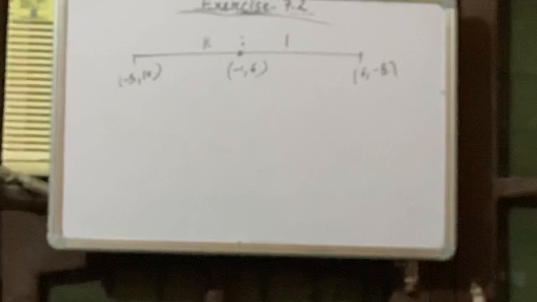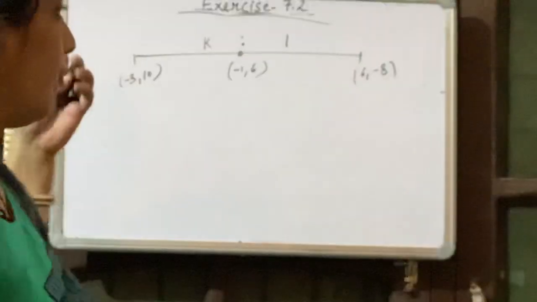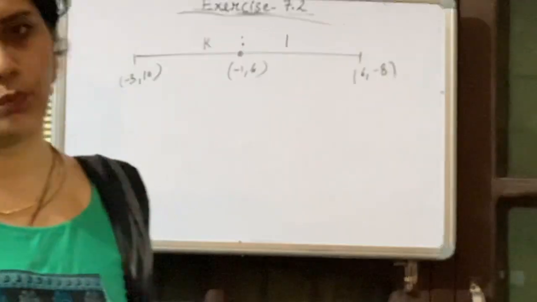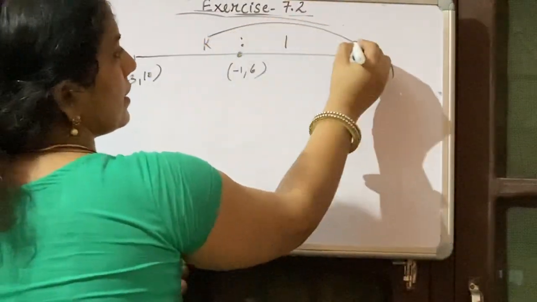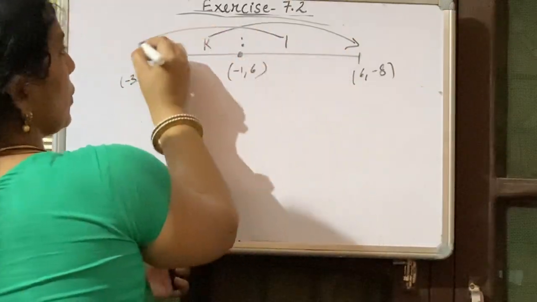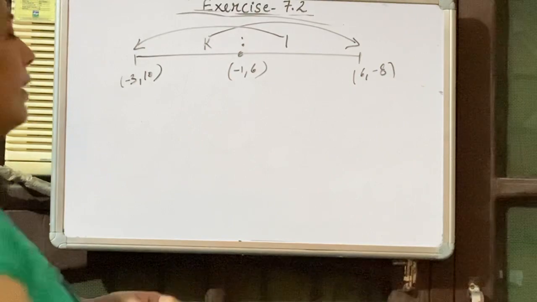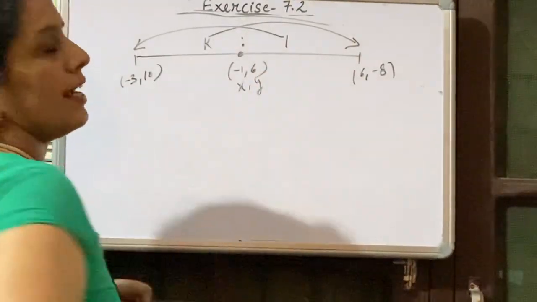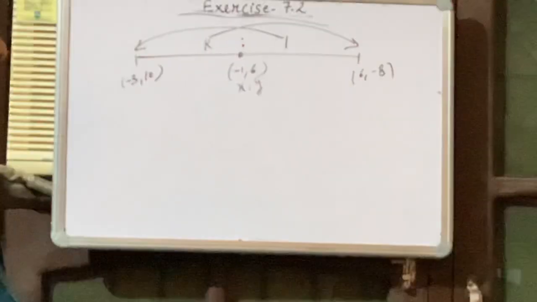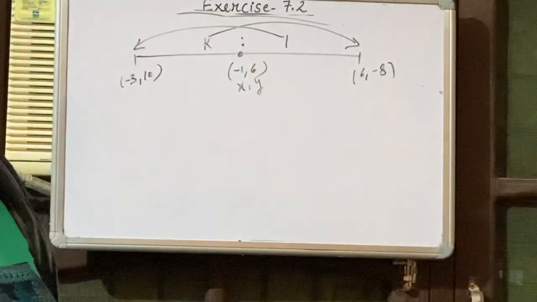In this question we will consider the ratio as k:1, but we will follow the same section formula, that is, multiply the first ratio with the second point and the second ratio with the first point. In the last question we considered these points as x and y, but here the values of x and y are given, that is -1 and 6.